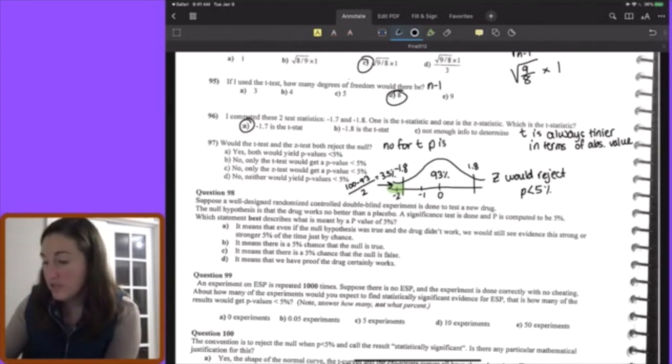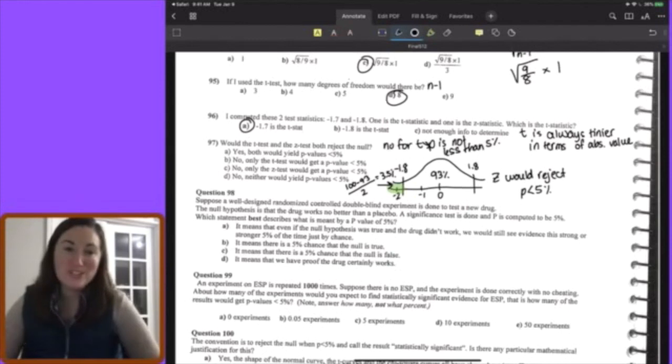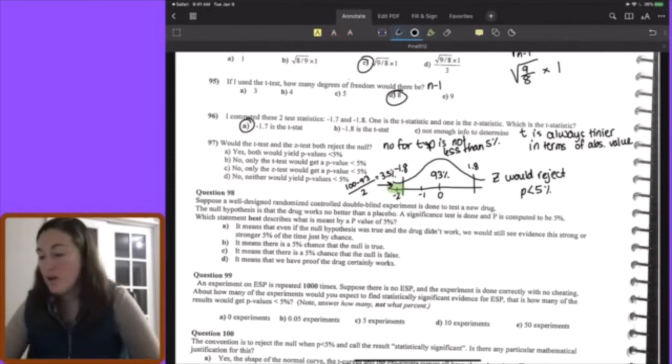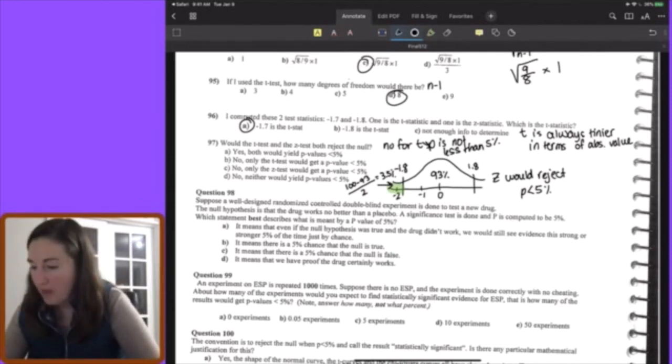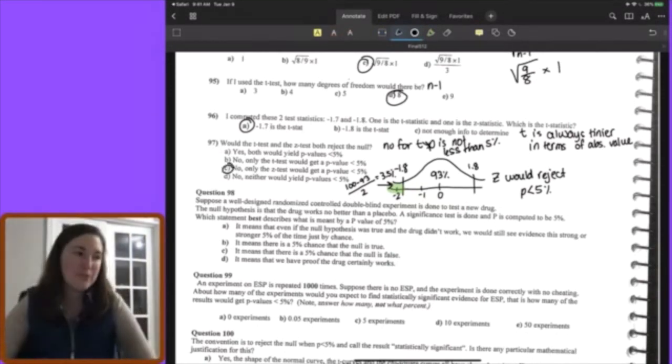P is not less than 5 for T. So depending on which test you do in this case, we actually get different results. This is kind of to show that even though the difference between the T and the Z test seems so little, it really does make a difference in terms of our conclusion sometimes. So we want to make sure we do the right one. So here I would say only the Z test would get a p-value less than 5%.